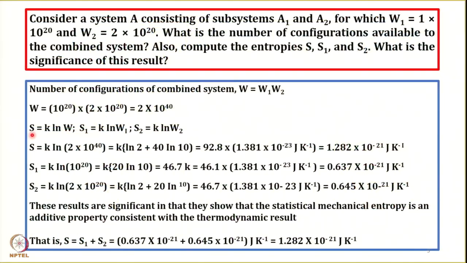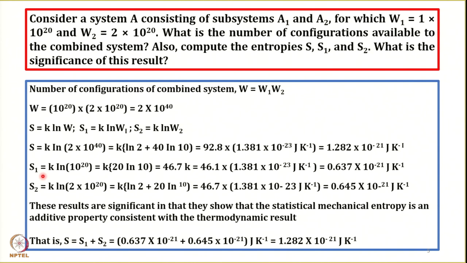The relationship between S and W is simple. S is equal to K log W. We discussed this many times. The same definition will apply to S1 and S2 with the subscripts 1 and 2. Since S is equal to K log W and W is 2 into 10 raised to the power 40, you substitute there K into log of 2 into 10 raised to the power 40. This is simple mathematics, you can do it yourself. The value of this bracketed term is 92.8, and you put the value for the Boltzmann constant, the answer comes out to be 1.282 into 10 raised to the power minus 21 joules per Kelvin. This is for the combined system.